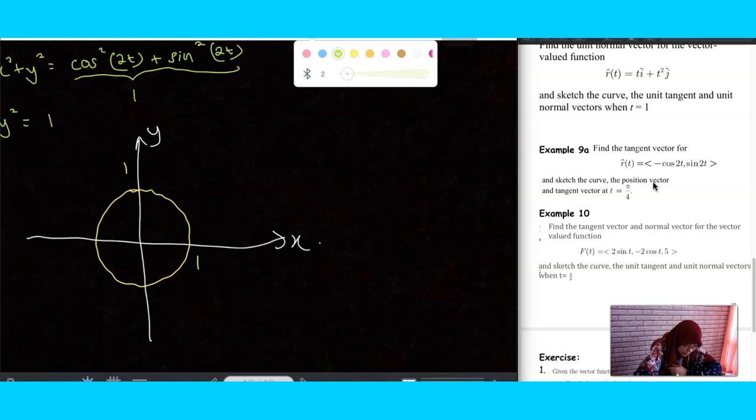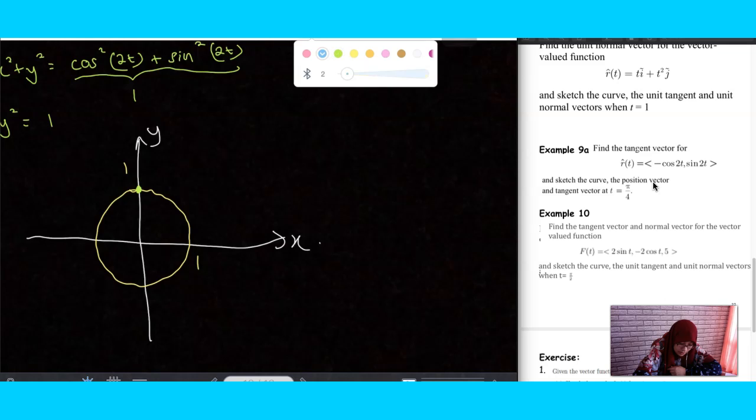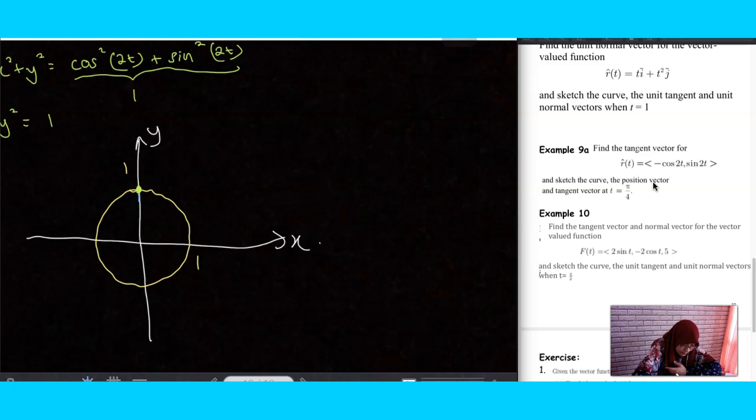So over here, label the position vector. You have to provide an arrow, a straight line starting from the origin. That is your position vector, and you have to label that. So this is the position vector of r when t is equal to pi over 4. That is the sketching of the position vector.